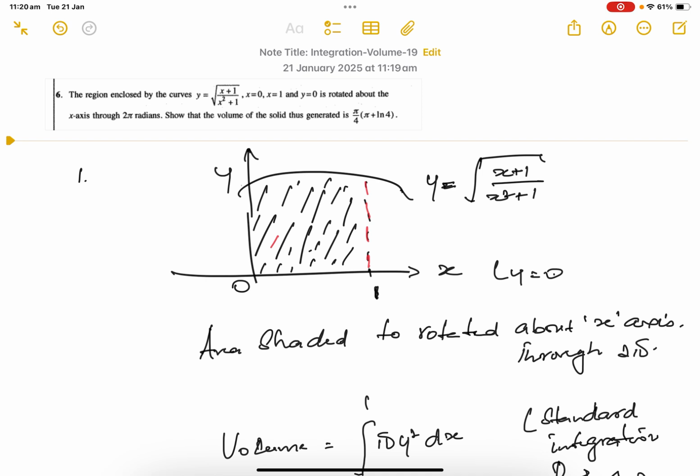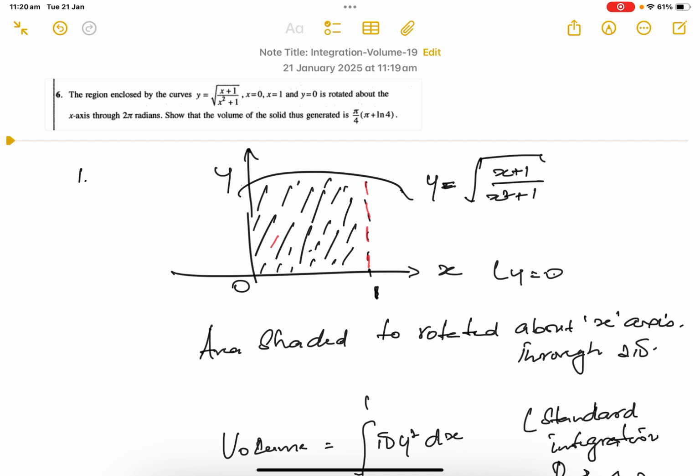A past question on integration and volume. The region enclosed by the curve y equals square root of (x plus 1) divided by (x squared plus 1), x equals 0, x equals 1, and y equals 0 is rotated about the x-axis through 2π radians. Show that the volume of the solid thus generated is π/4 times (π plus ln 4).